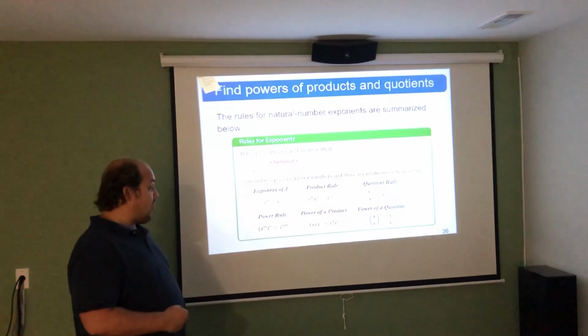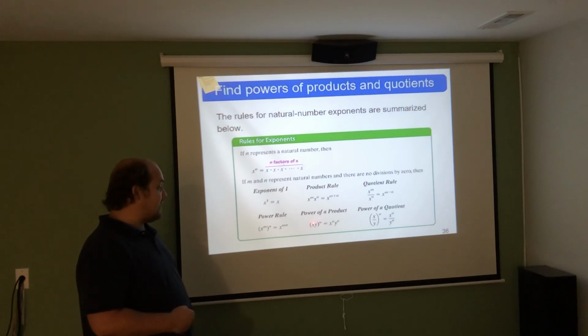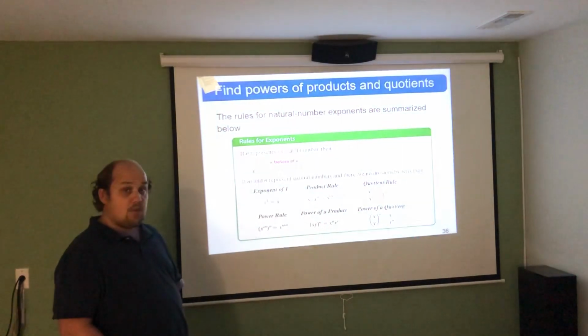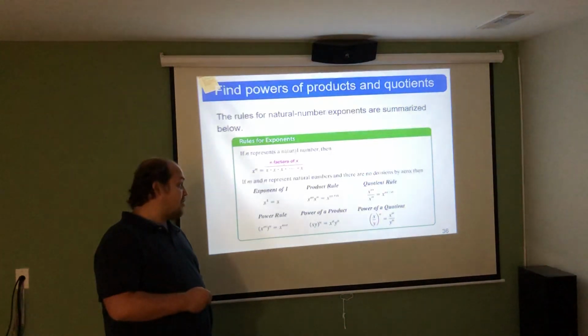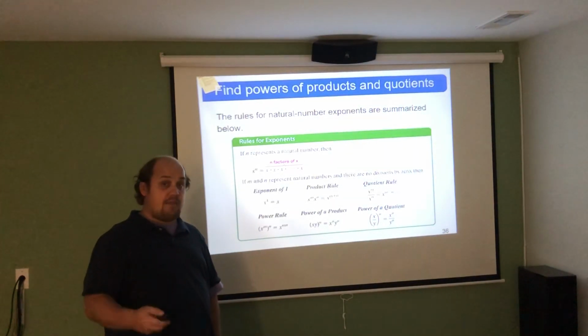For power of a product, I can distribute and say if x times y is being taken to the nth, that's the same thing as x individually being taken to the nth times y individually being taken to the nth. Same idea with a quotient. If it's x over y being taken to the nth, it's the same thing as x to the nth divided by y to the nth.